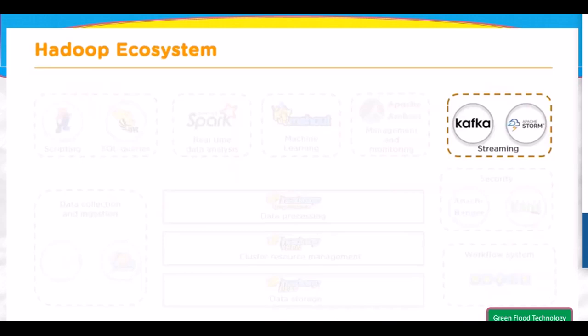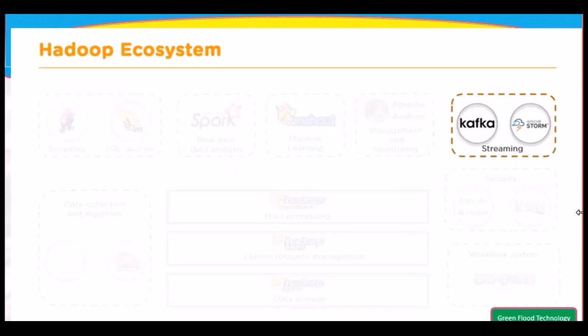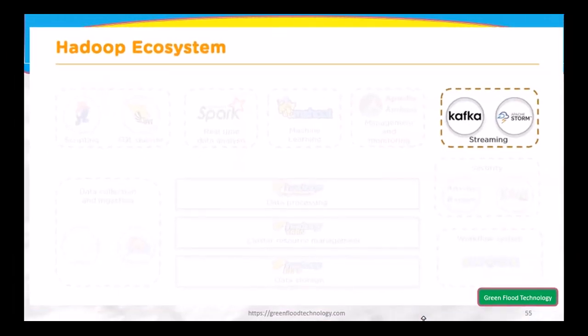Well, today we are going to see some other Hadoop ecosystems, because last time we have seen the main core Hadoop ecosystem as well as analytics and management. Today we will see two more Hadoop ecosystems, starting with streaming. The streaming Hadoop ecosystem components especially well known are Kafka and Storm.